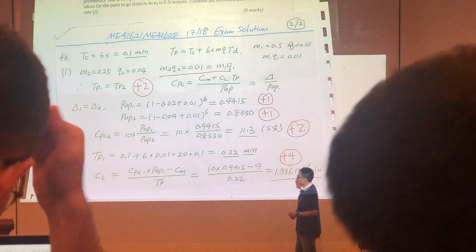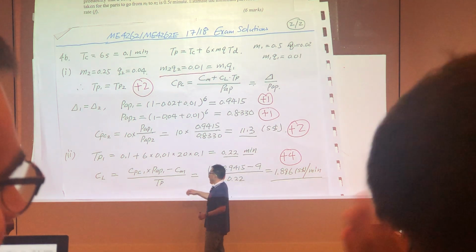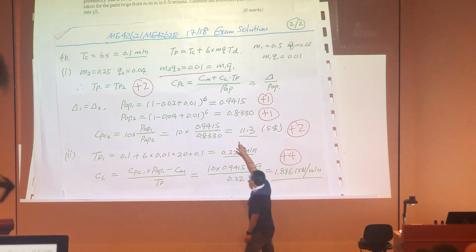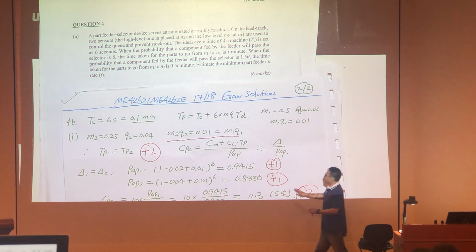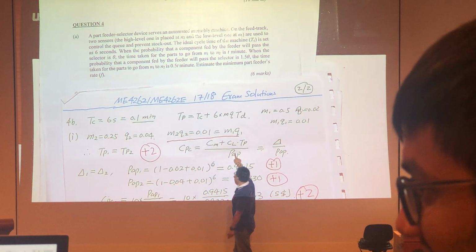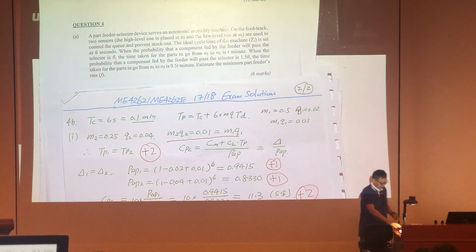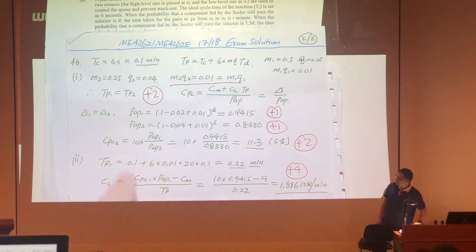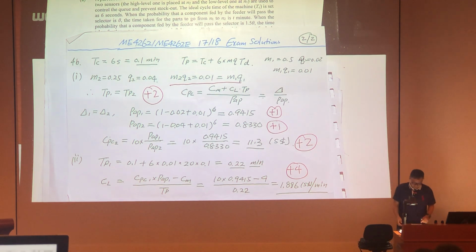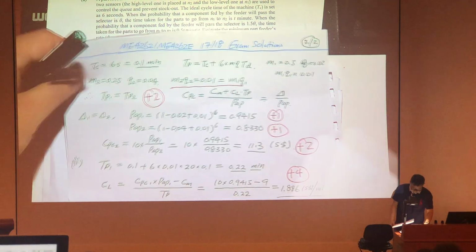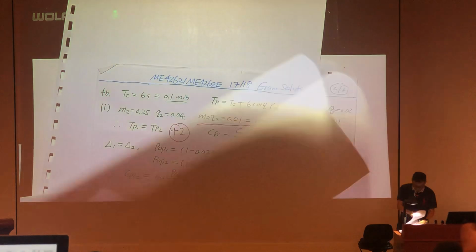And so eventually CL, we use that general equation to find it. So CL equals CPC times PP minus CM, divided by TP, right? So that is the expression for CL. Eventually, you can simply do a simple calculation. Okay, so that's 4B, and last one, 4C.